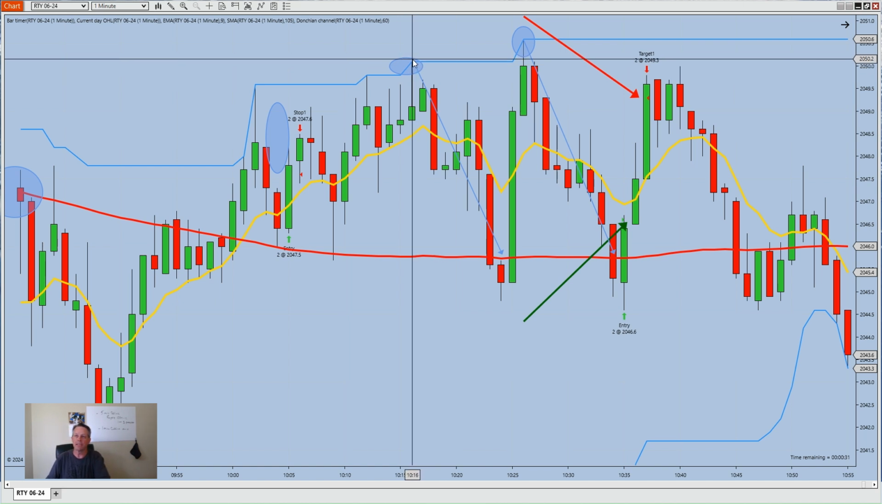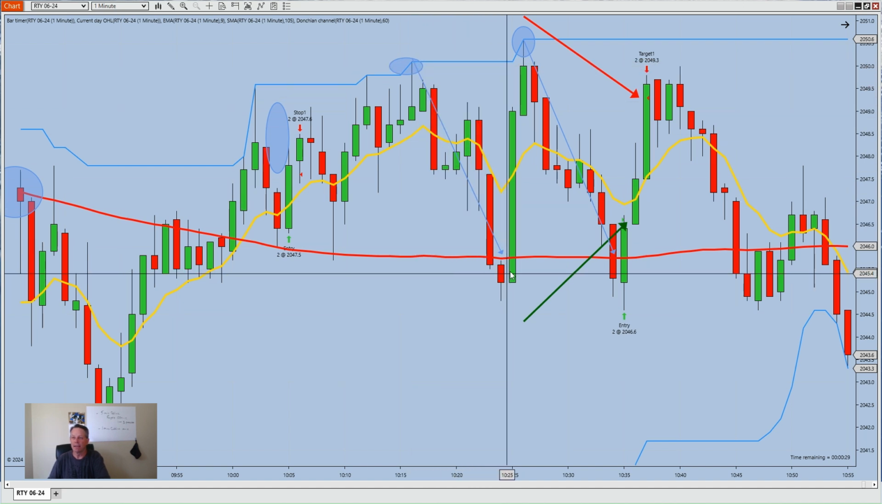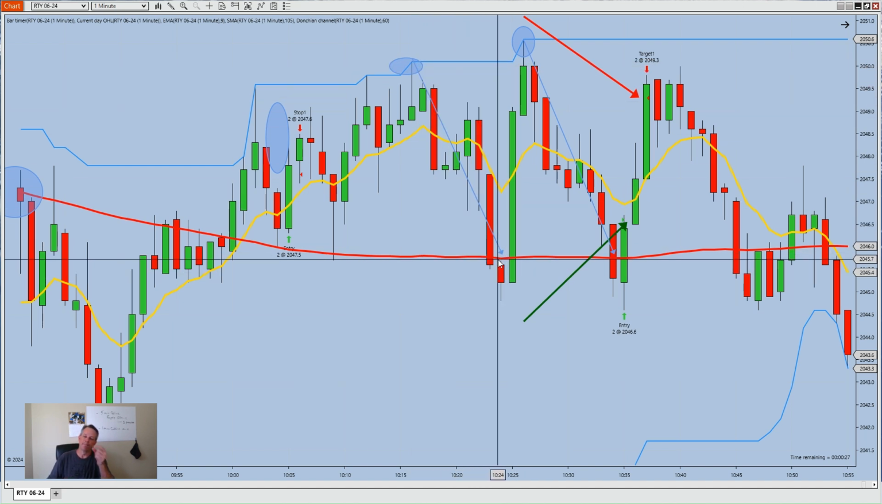Okay, here's the Donchian high, and then a pullback to my 5-minute red line. Now, I didn't take this trade. Why did I not take this trade?